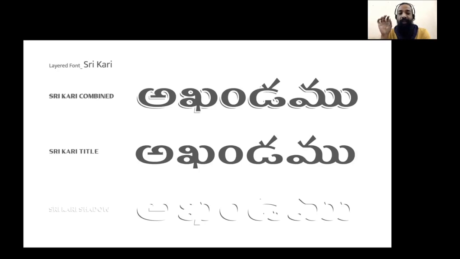One is Sri-Kari combined. If anybody wants to use a single color for the letter form as well as for the shadow, they can use Sri-Kari combined. And if they want that signboard dramatic effect, they can use Sri-Kari title as well as Sri-Kari shadow in combination. This typeface has 1227 glyphs, and the shadow is another 1227. So the total number of glyphs in this typeface is 2454.